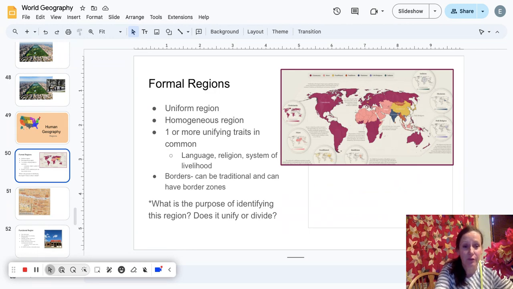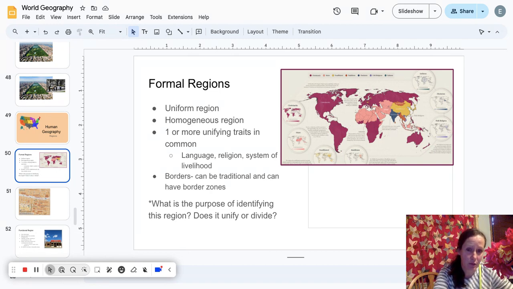The first type is a formal region, right? They're getting dressed up, they're all formal. You sometimes hear this called a uniform region or a homogeneous region. So, when you think homo and you think the same, right, they have some sort of similar characteristic about it. If everyone is dressing formally, they're dressing the same. However, you need to remember they need to have one or more unifying traits in common in that one formal region.